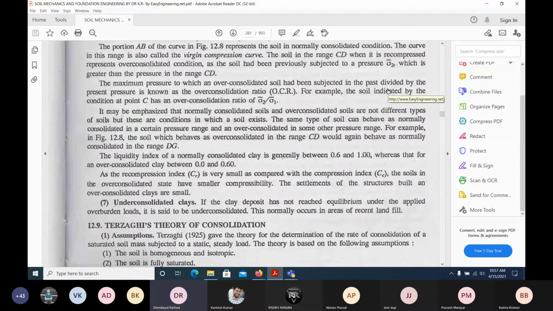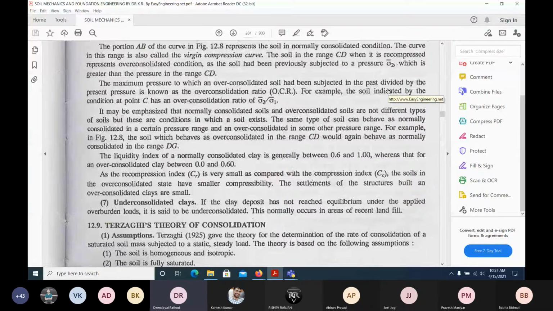That means we have just dumped some clay soil, and it has been subjected to some load. Then we call it under consolidated, very recent under consolidation. Hope you have followed these definitions, which are very important. So try to understand this particular chapter.